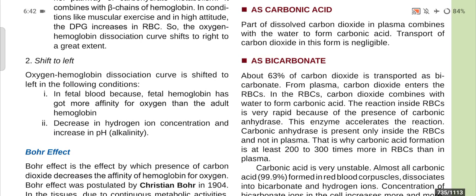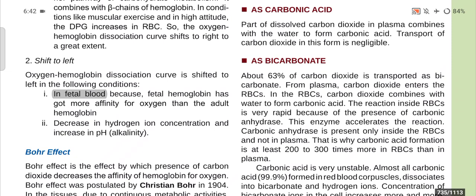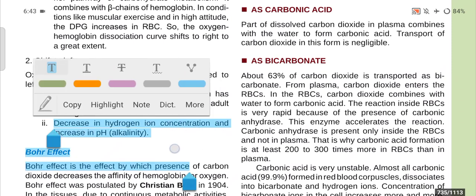Now shift to left. The oxygen hemoglobin dissociation curve is shifted to the left in the following conditions, like in fetal blood, because fetal hemoglobin has more affinity to oxygen than adult hemoglobin. So in fetal blood. Then decrease in hydrogen ion concentration and increase in pH or alkalinity.